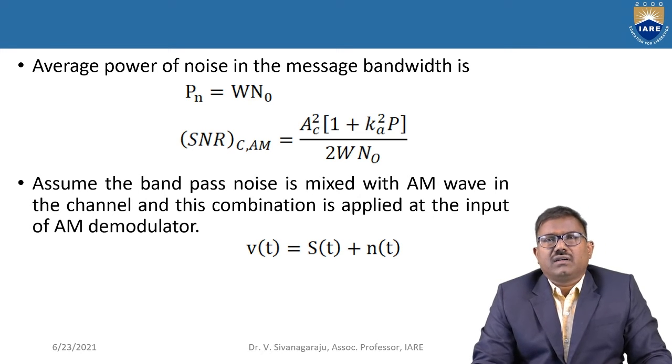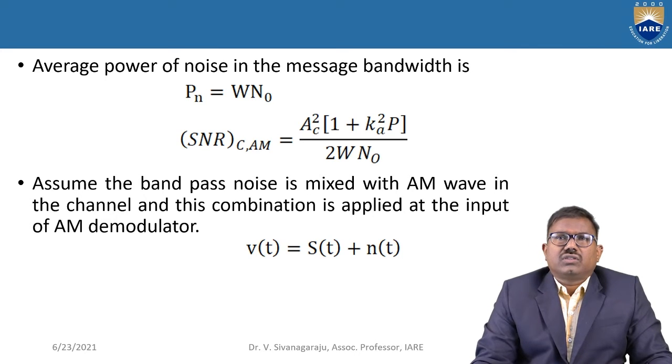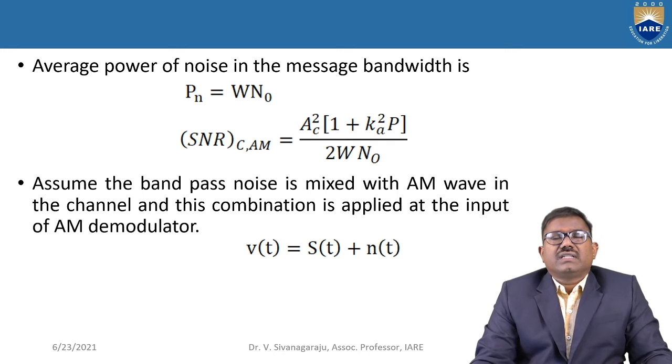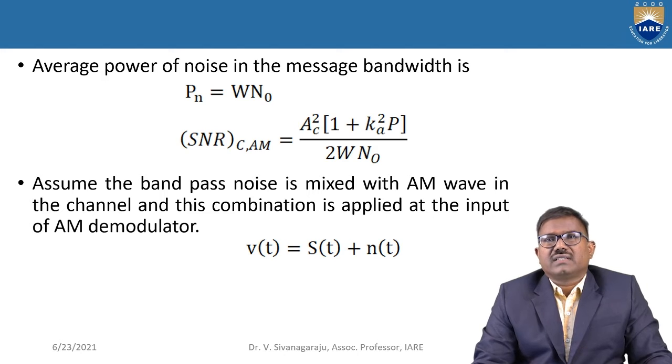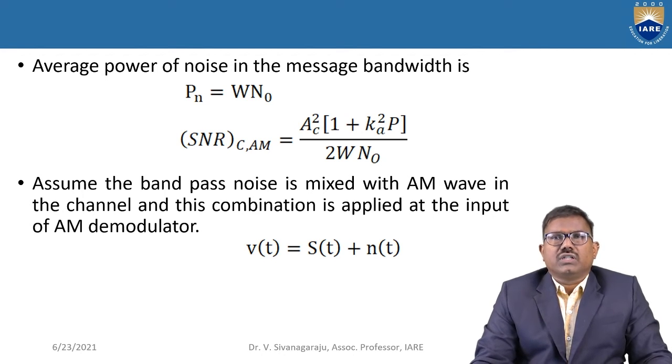So the SNR channel in AM is taken as AC square into 1 plus Ka square P divided by 2W N naught. That means SNR is the average power of the signal divided by the average power of the noise in the message bandwidth. So that is SNR. So signal to noise ratio is taken as AC square into 1 plus Ka square P divided by 2W N naught.